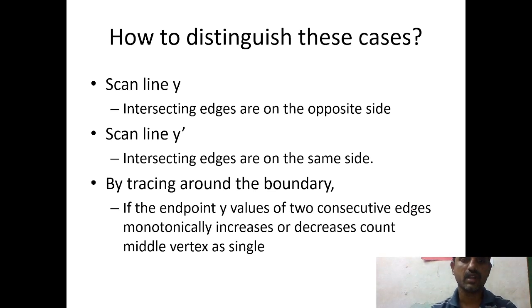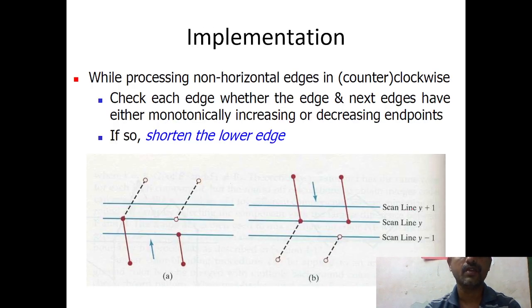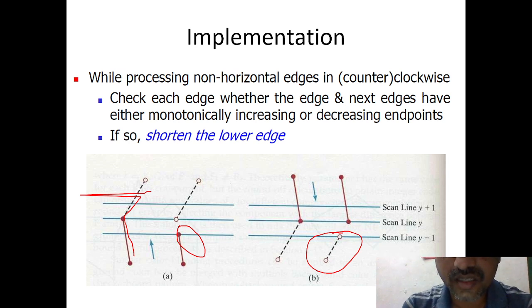By tracing around the boundary, if the endpoint Y values of two consecutive edges monotonically increase or decrease, count the middle vertex as a single point. While crossing non-horizontal edges in the clockwise direction, check for each edge whether the edge and the next edge have either monotonically increasing or decreasing endpoints. This is scanline y plus 1, scanline y minus 1. Based upon that, we can implement the scanline algorithm.